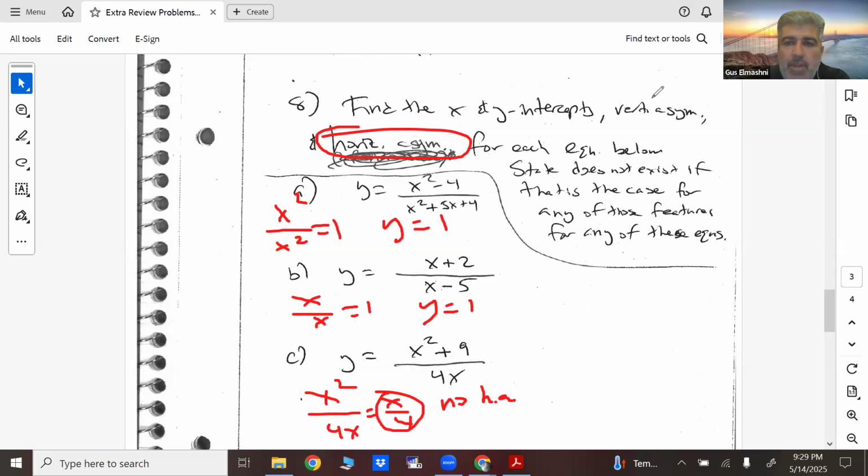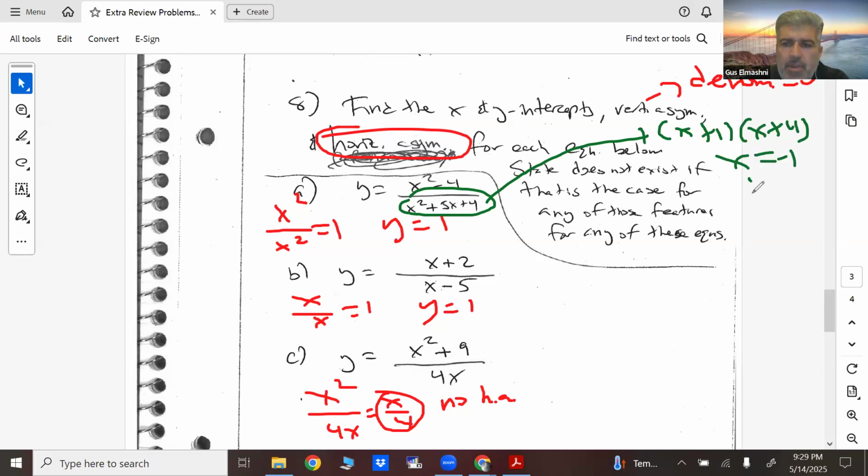Vertical asymptotes is when the denominator is 0. I'll switch colors for that. So you just factor this, set it equal to 0, and solve for x. We kind of know what that is from one of the other factors. You get x equals -1, x equals -4. Those are going to be the vertical dashed lines that go up and down. That's x equals 5. And of course, that's x equals 0. That's all.